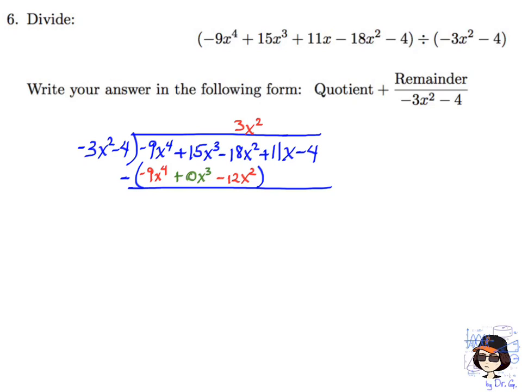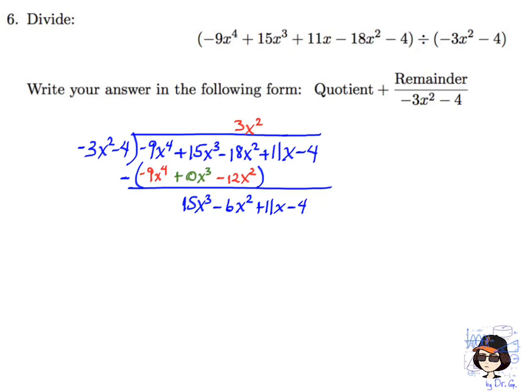And then you go to the next term. 15x to the third minus 0x to the third is 15x to the third. And the next one, negative 18 minus negative 12 is negative 18 plus 12, which is negative 6. So really, you're just subtracting the coefficients. The next one is 11x minus 0x. 11 minus 0 is 11. And then negative 4 minus 0 is negative 4.